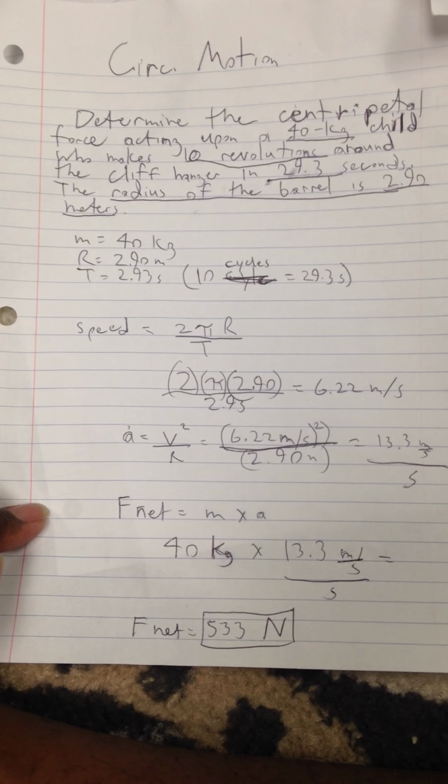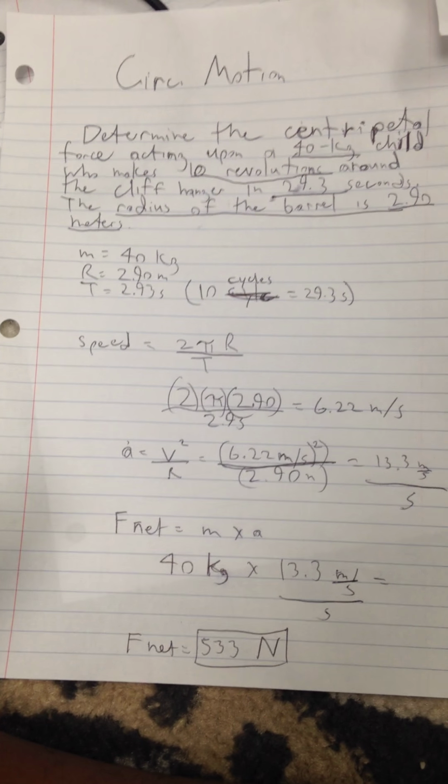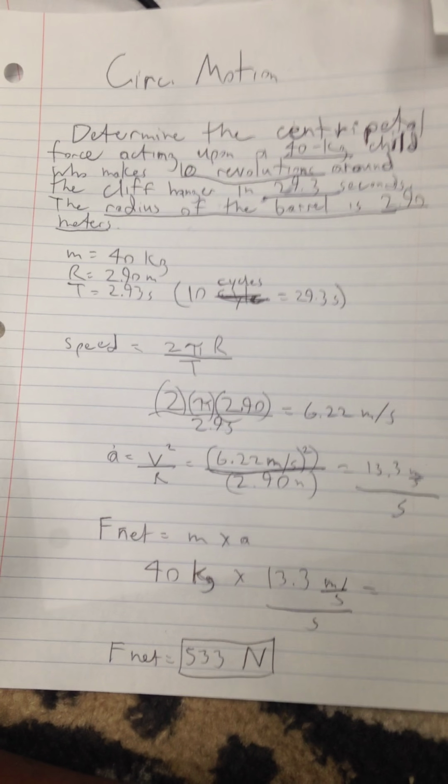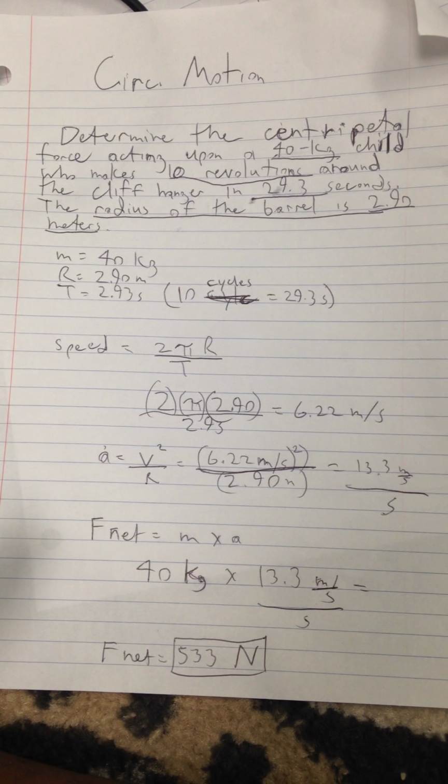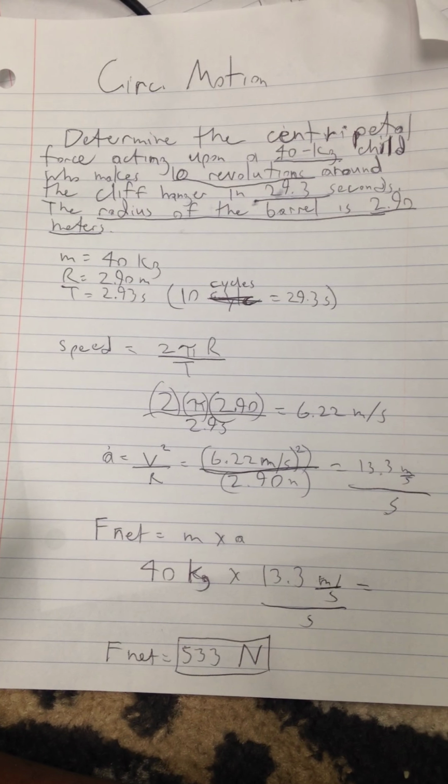Determine the centripetal force acting upon a 40-kilogram child who makes 10 revolutions around a cliffhanger, which is the name of a ride, I'm assuming, in 29.3 seconds. The radius of the barrel is 2.9 meters.